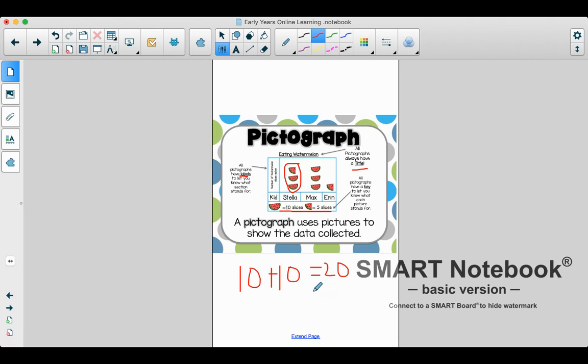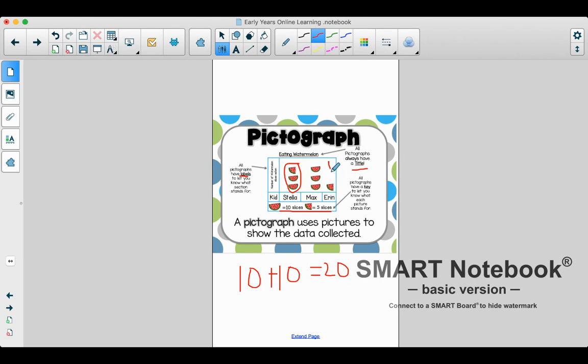With pictographs, they're very fun, but there are a few new things that you need to keep in mind, right? So this key is very important. One picture of a watermelon does not mean that person had 1 slice. It means they had 10 slices. And the picture of a half of a watermelon means they had 5 slices.